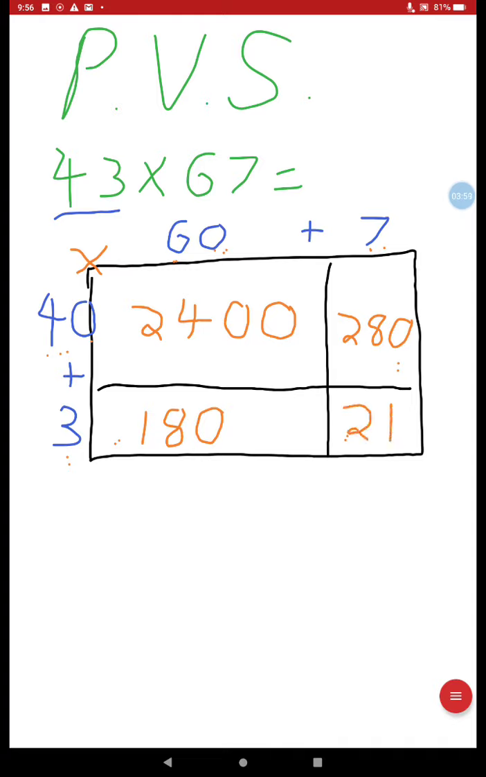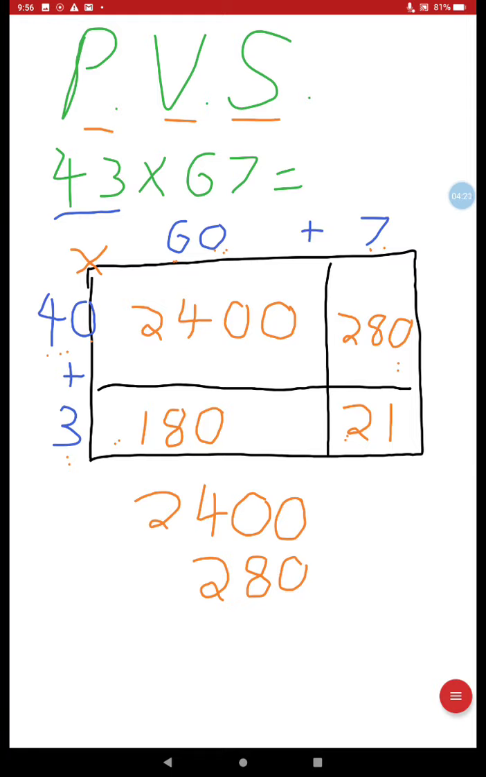Now that I have divided this up, according to my place values, into 4 different sections, I have 2,400. I have 280, and I'm going to make sure to line it up, just like any time I do addition. I have 180, and I have 21. These 4 numbers I need to add together.